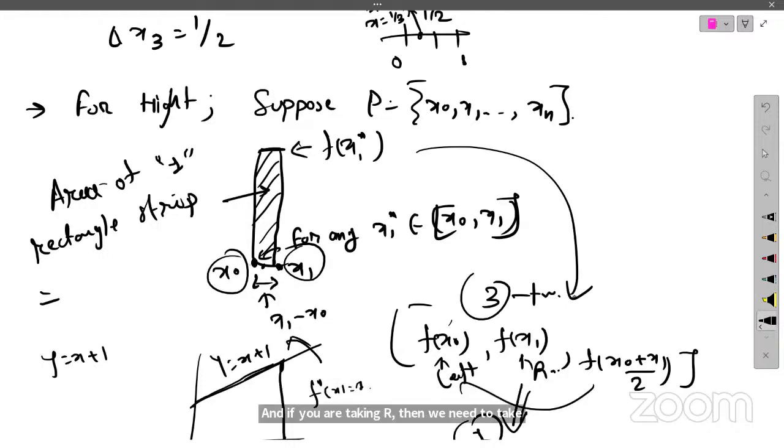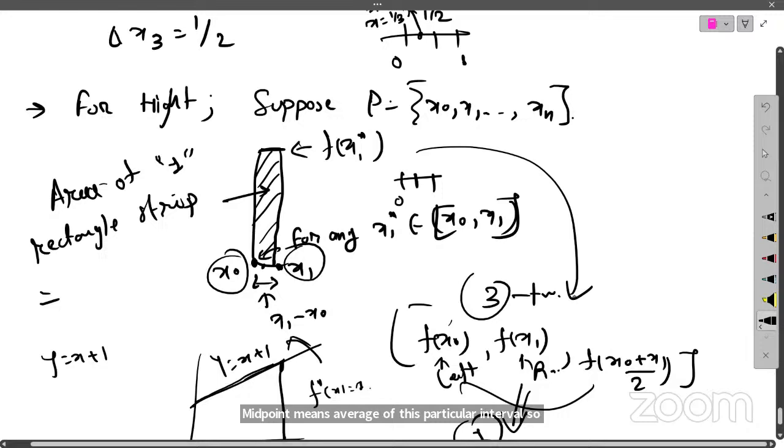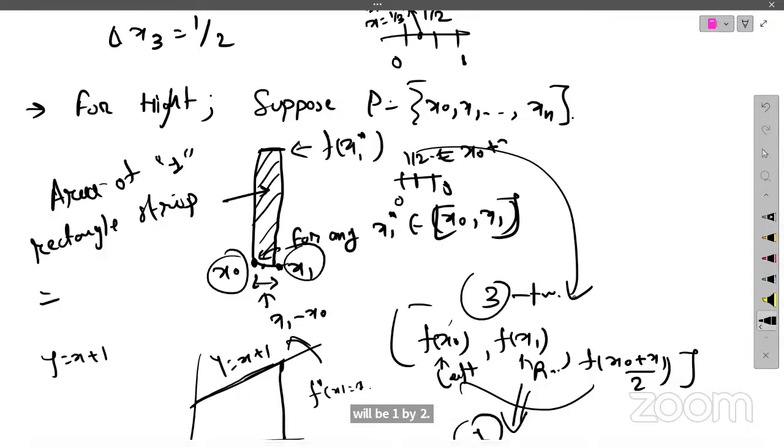Then the midpoint, how will you select it? How can we select the midpoint? Midpoint means the average of this particular interval. So suppose you have the interval from 0 to 1, then the midpoint will be 1 by 2, right? So in the midpoint you will take x0 plus x1 by 2, the average of these two points.